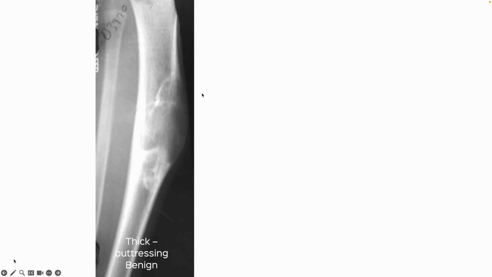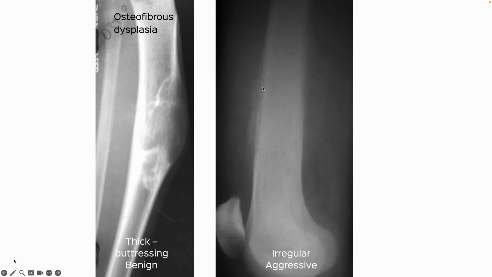The same goes for periosteal reaction. If we get a thick buttressing appearance, then this is benign, as in this osteofibrous dysplasia. But if we get irregular periosteal reaction, as we see here, with a very diffuse permeative appearance, then this is an aggressive lesion, in this case suggestive of osteosarcoma.